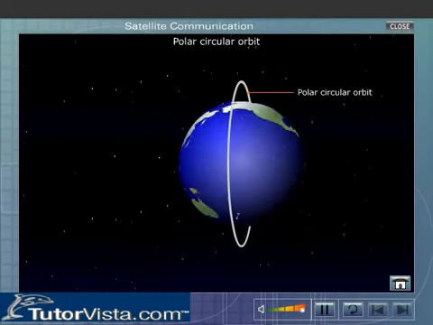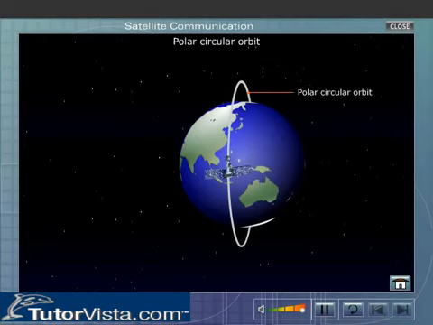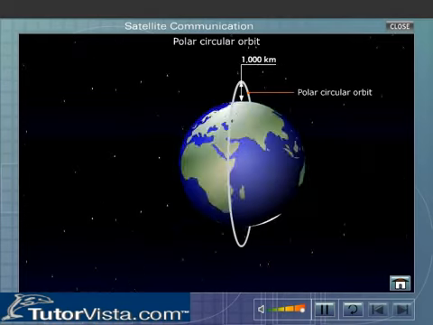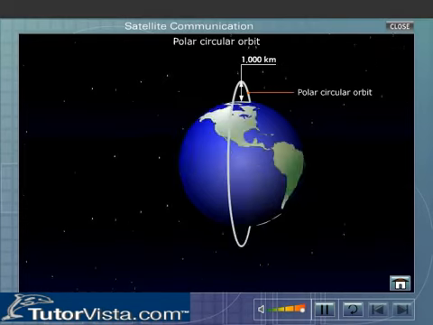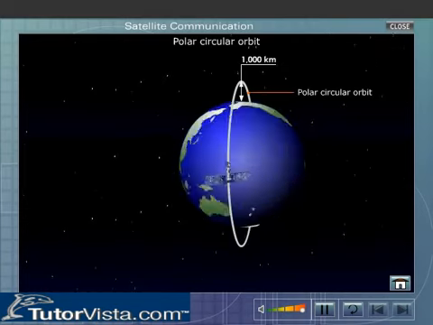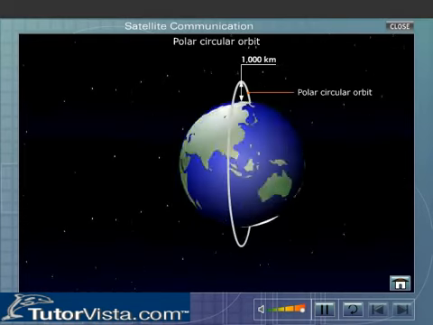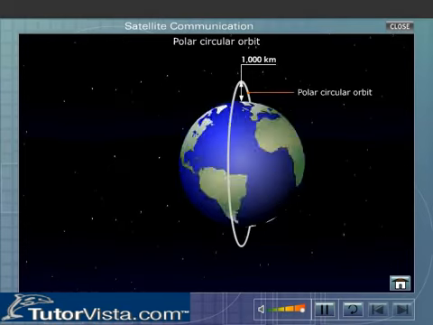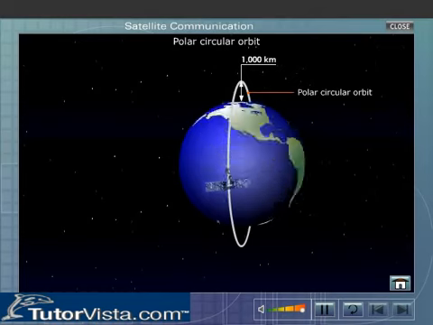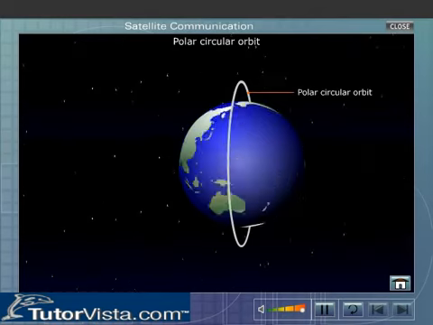Polar circular orbit. This type of orbit is placed 1,000 kilometers above the Earth's surface. It passes over the poles. The angle of inclination of this orbit is 90 degrees. It scans the whole Earth in every 12 hours. Satellites used for weather monitoring are launched into a polar orbit.